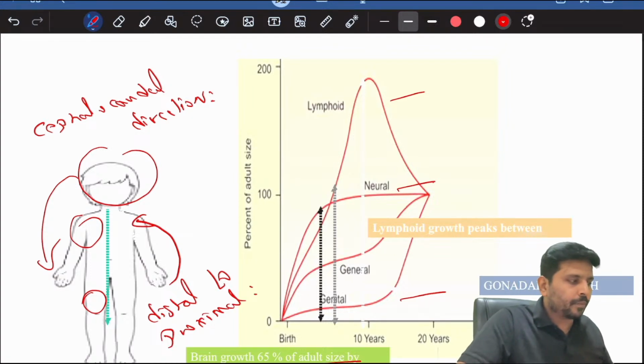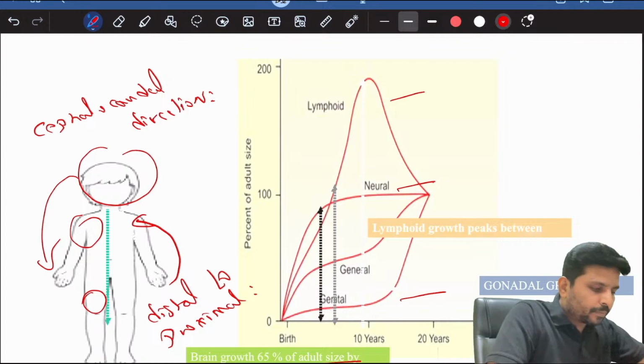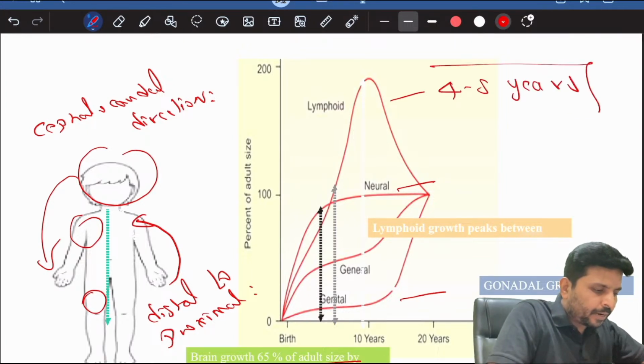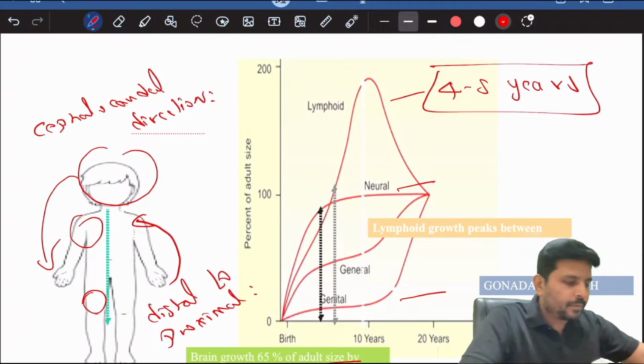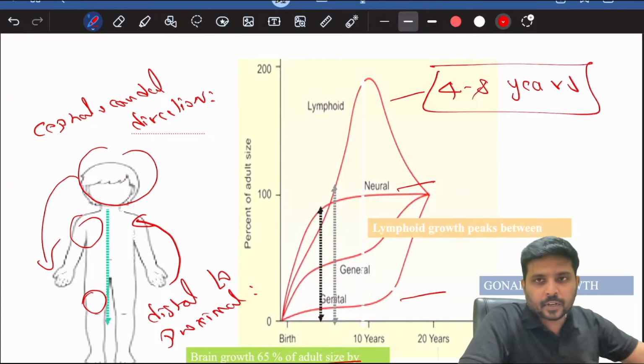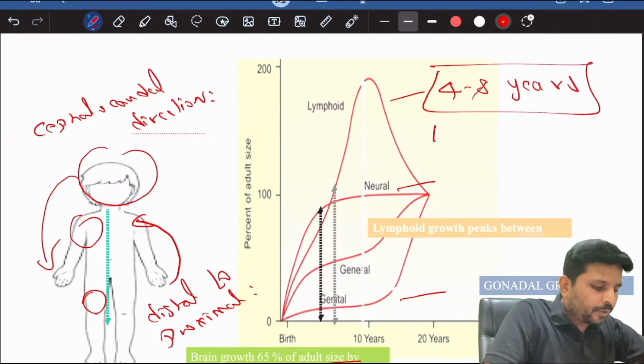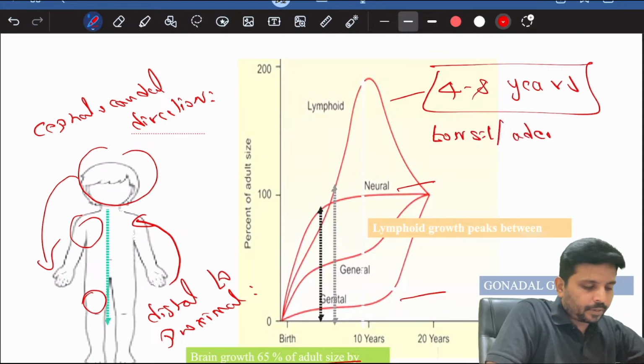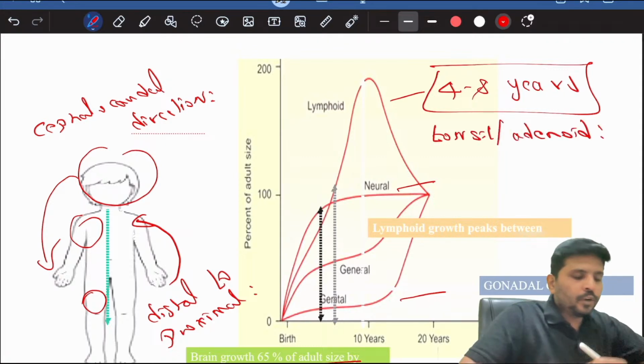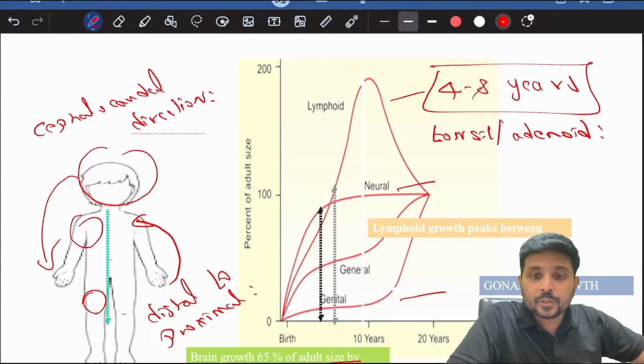And one important point here is, the lymphoid growth is maximum between 4 to 8 years of life. I repeat, lymphoid growth is maximum between 4 to 8 years of life. That's why you get tonsils, you get adenoids, everything between 4 to 8 years. This is quite normal.